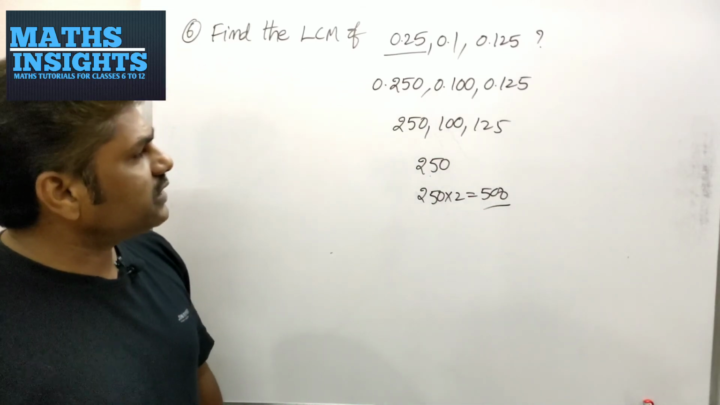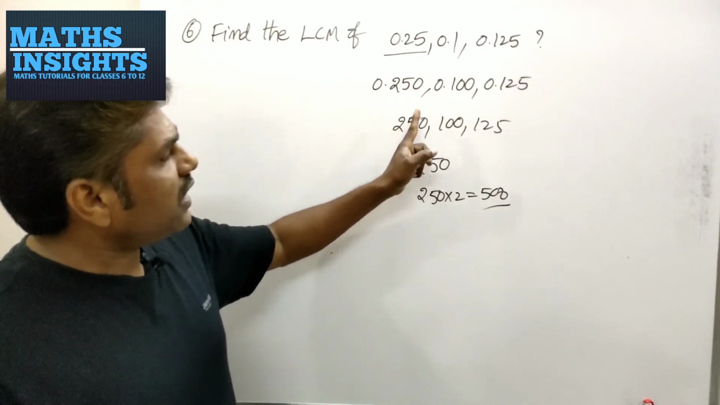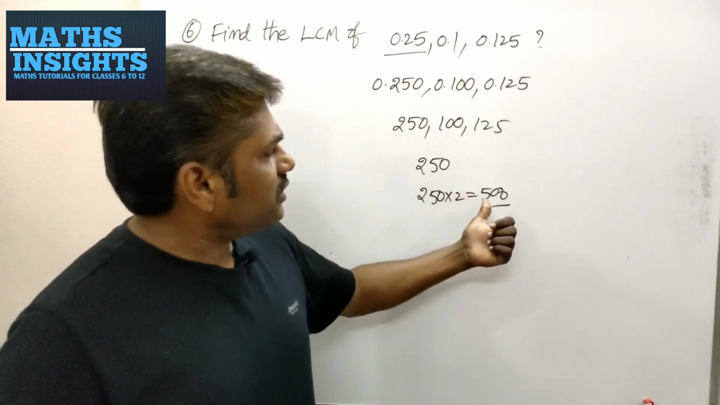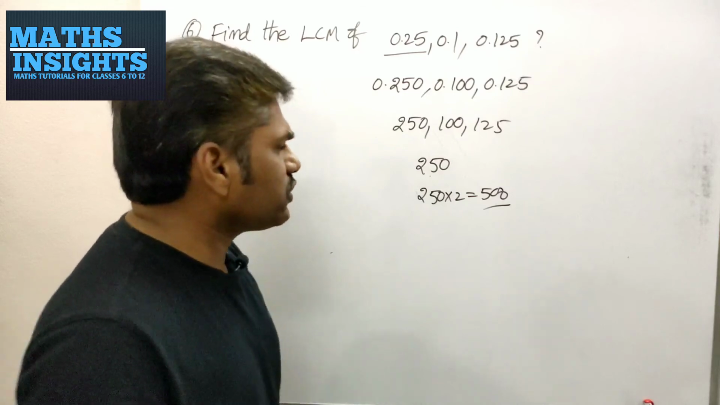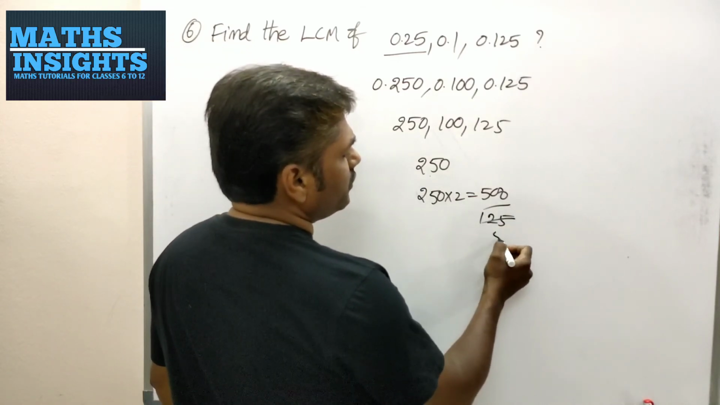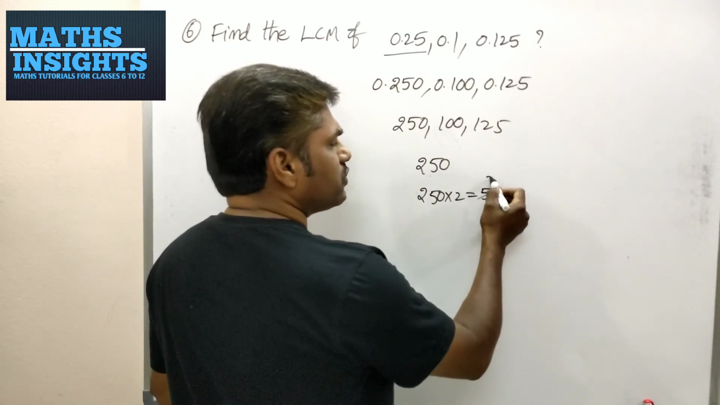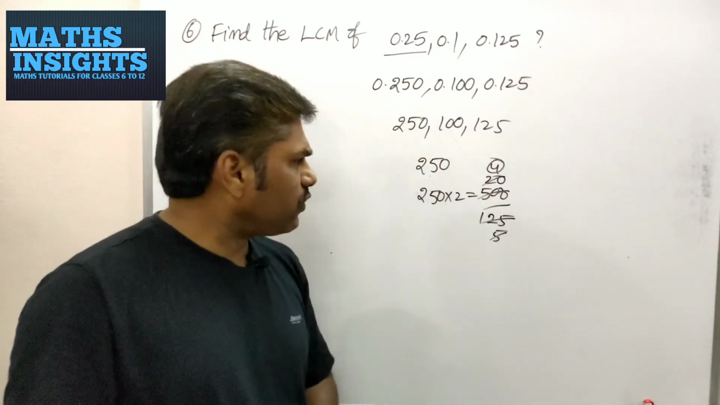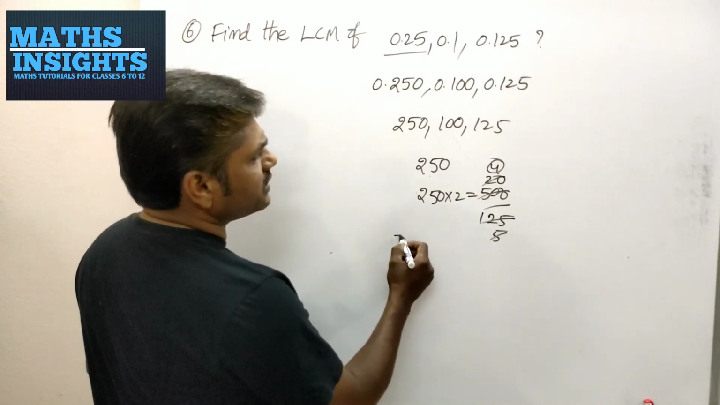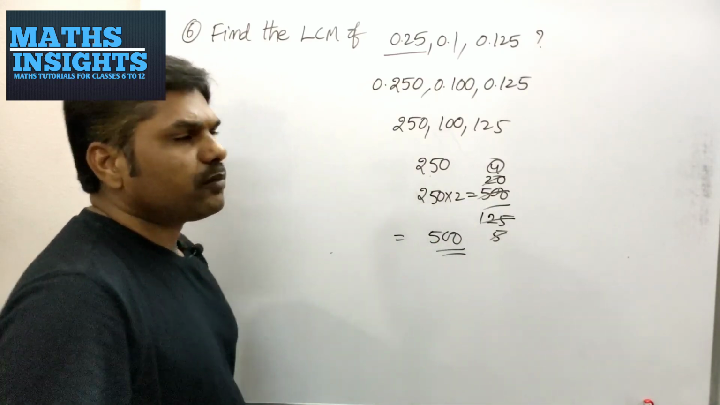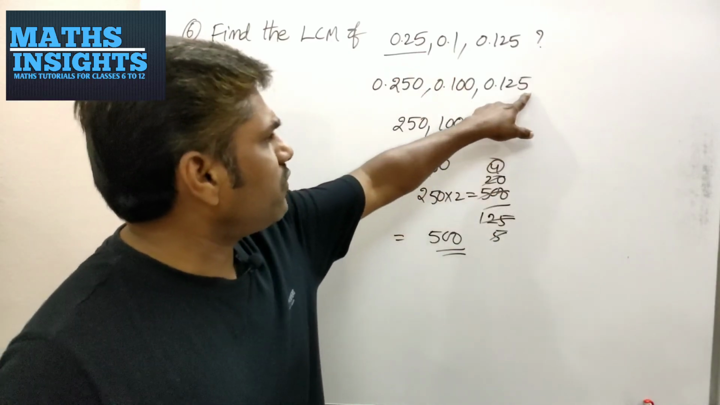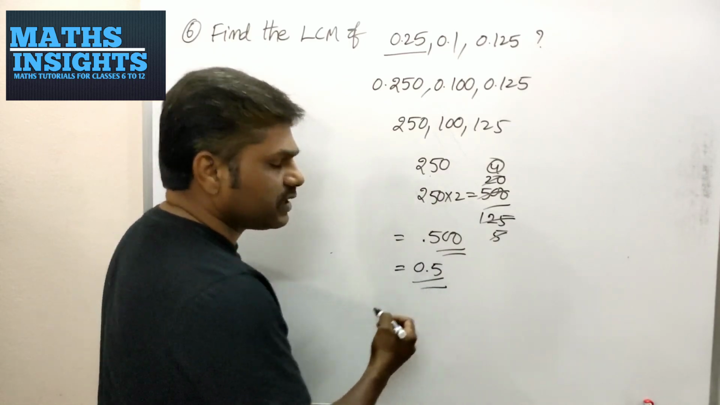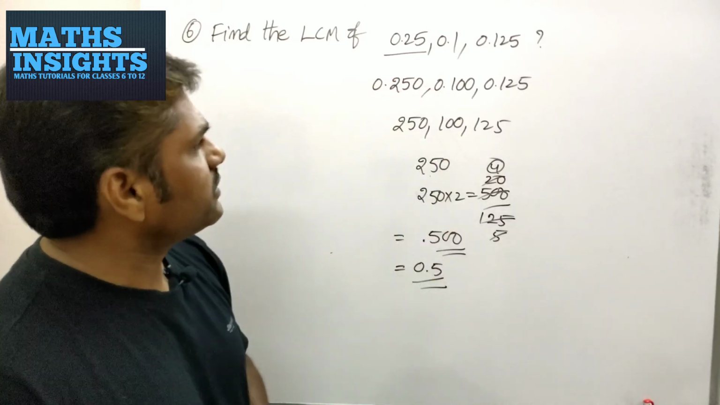500 will divide 250, 100. You have to check 125, whether it divides 500 or not. You may check: 125 5s are 625, so 125 4s are 500. It will also divide. Therefore, the LCM of these 3 numbers is 500. Okay, but you have to place the decimal point after 3 digits from the right side. So 0.5 is the LCM of these 3 numbers.